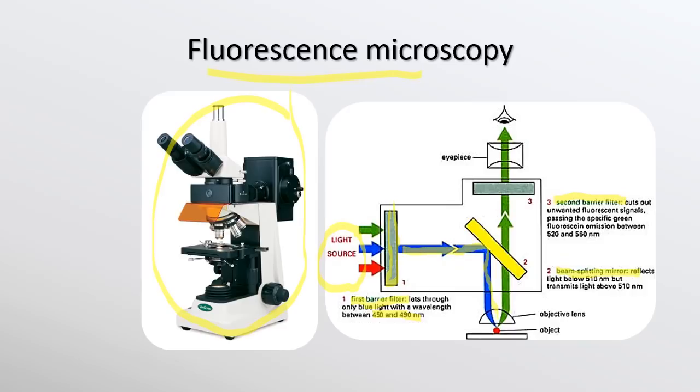get reflected by the beam splitting mirror, and then the blue light will go into the sample, and the sample will emit green light. That green light will go into the beam splitting mirror, and again the beam splitting mirror here will transmit the light above 510 nanometers. Then that green light will go into the second barrier filter, whose function is to filter out unnecessary noise which comes from the fluorescence, and allow only 520 to 560 nanometer green light to pass through. Then it goes into the eyepiece, and from the eyepiece you can see the green light.